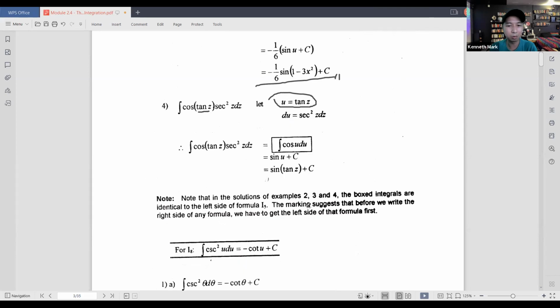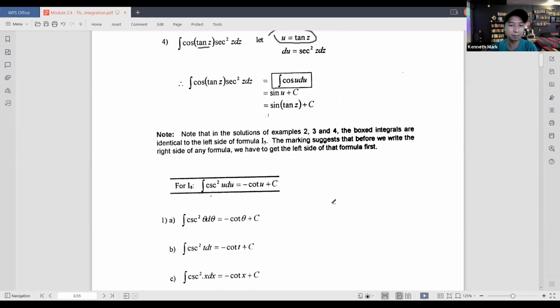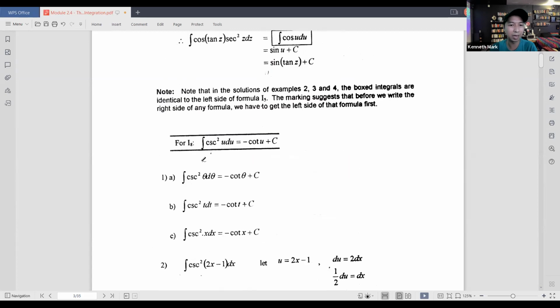So note that in the solutions of examples 2, 3, and 4, the boxed integrals are identical to the left side of formula I5. Yan. So the marking suggests that before we write the right side of any formula, we have to get the left side of the formula first. So meaning, kunin muna natin yung left side of the formula. So let's take another formula, that is I sub 8. So this is the 8th general integral formula. So here we have the integral of cosecant squared u du.